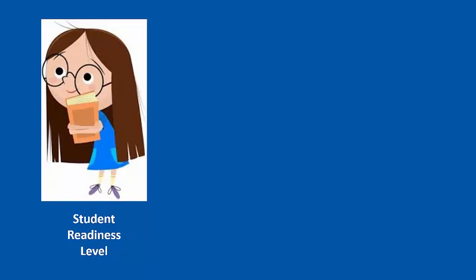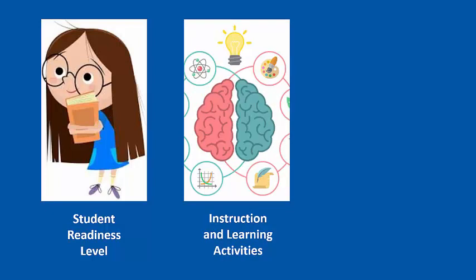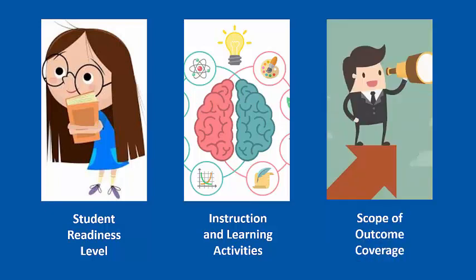There are 3 general factors defining levels of instruction. Student readiness level. Where are they? Where are the students with their prior knowledge? Instruction and learning activities. The depth of content and assignments, and the scope of outcome coverage. Where do we need to be?